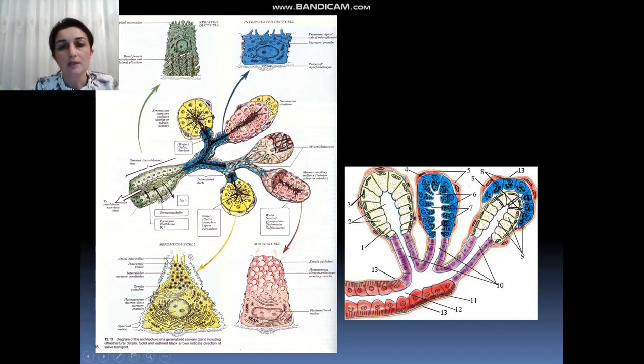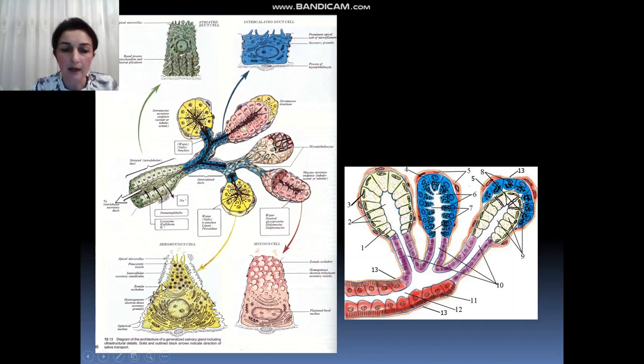Also, inside of the saliva, we will have lactoferrin, lysozyme, thiocyanate. These are antibacterial substances. Also, these cells will produce the secretory component of immunoglobulins A. These are antibodies. So inside of saliva, we have not just enzymes, we also have these antibacterial substances, which will control the microbiota in our oral cavity.